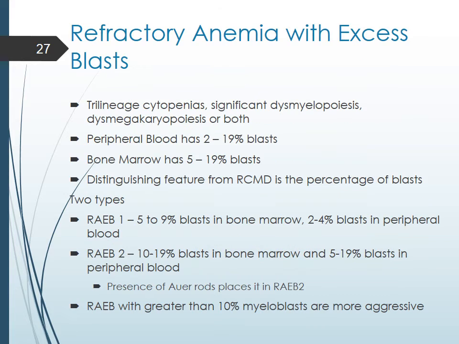Now the following slide, right here, we're going to talk about refractory anemia with excess of blasts. So there are trilineage cytopenias as well as significant dysmyelopoiesis, dysmegakaryopoiesis.